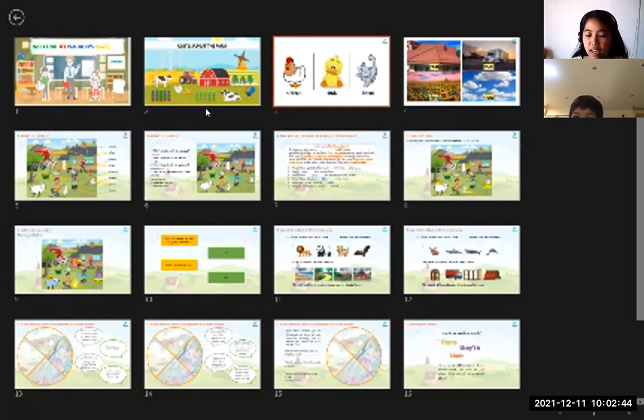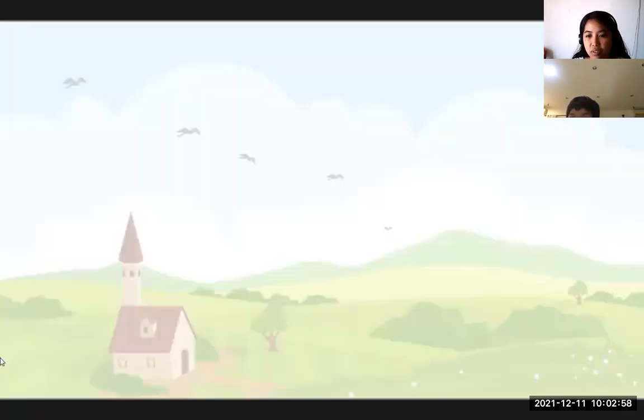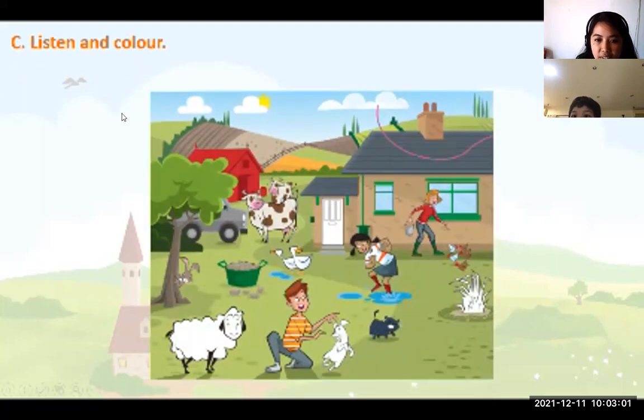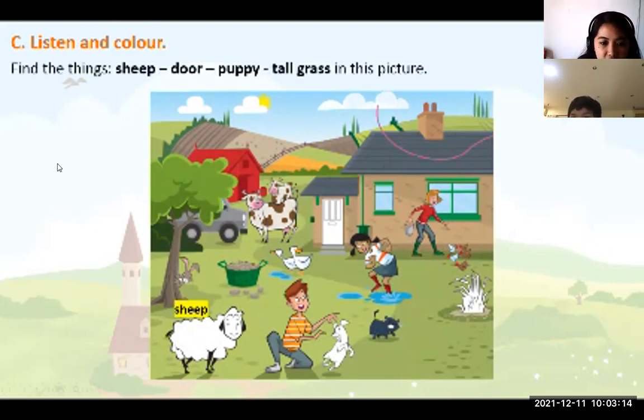Okay, so are you now ready to continue our lesson? Let's continue our lesson in slide 8. It is in Unit 3, entitled Fun at the Farm. Here in Part C, can you see my screen? Here in Part C, you're going to listen and color. Before that, you find the things: the sheep, the door, puppy, and the tall grass in the picture.